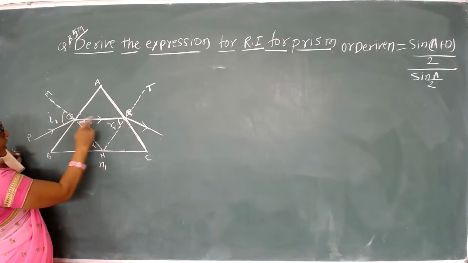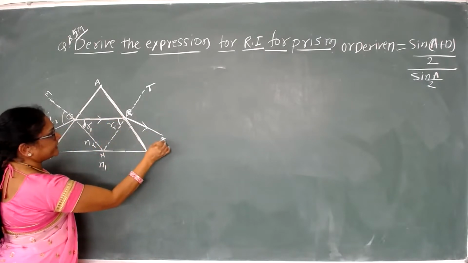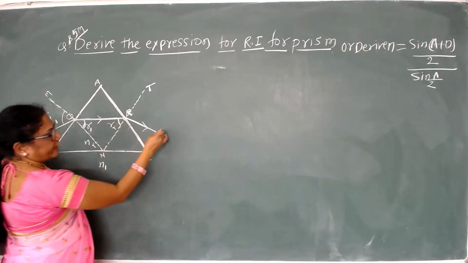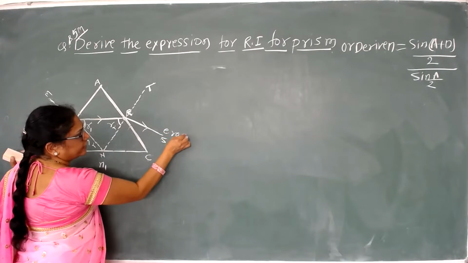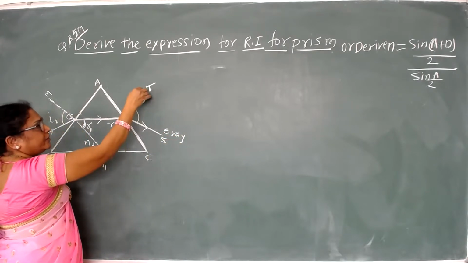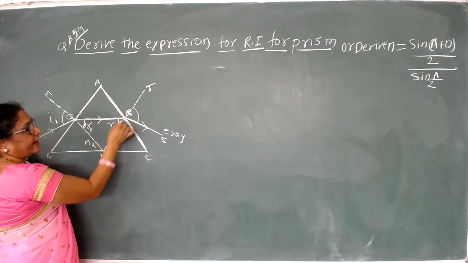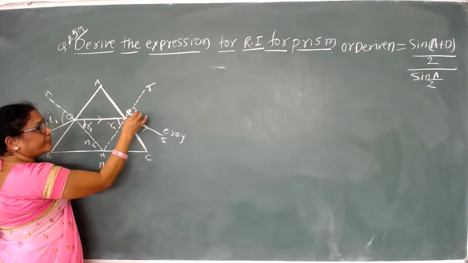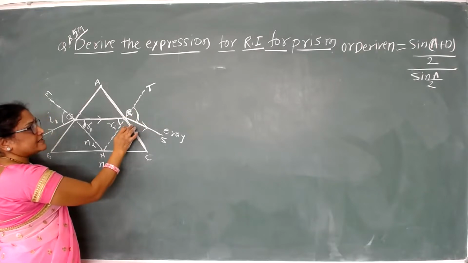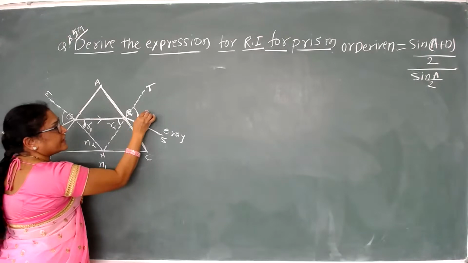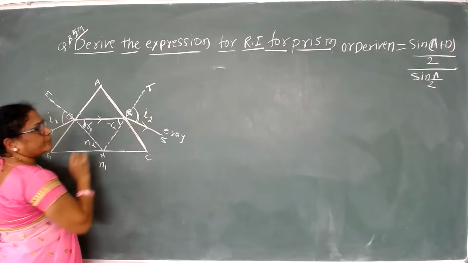So P, Q, R, and suppose this is S. So RS is known as the emergent ray. Then the angle which is found between the normal ray and the emergent ray is known as the angle of emergence, otherwise the refracted angle. Then this emergent angle is denoted with the letter I2.